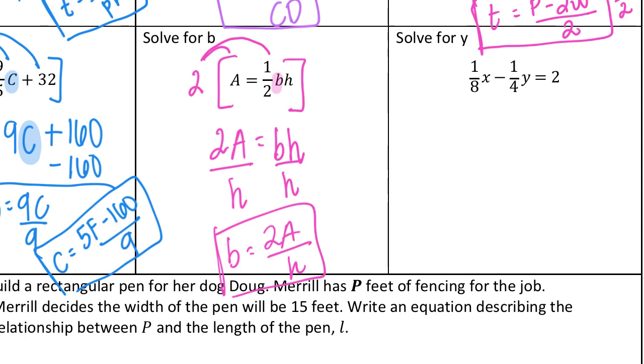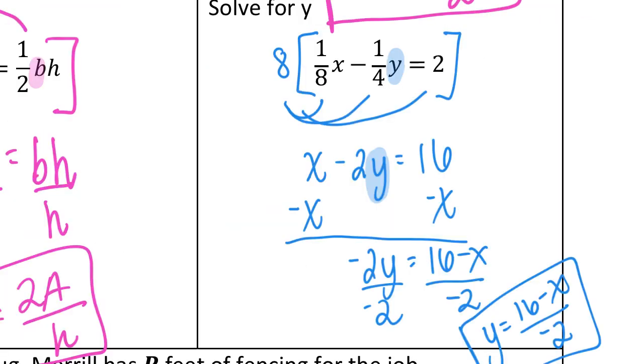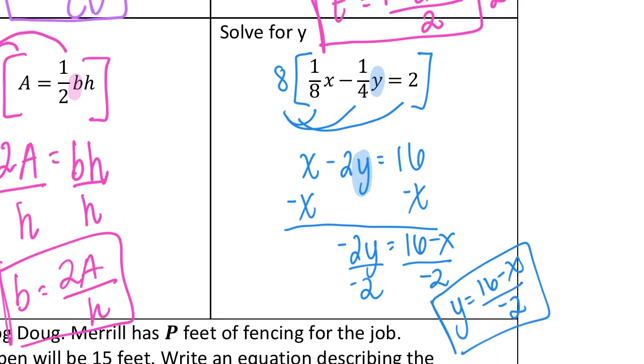Pause the screen and solve for y in your final equation. After you've tried that problem on your own, I want you to check yourself. You should have distributed the 8 to clear the fraction and gotten this step right here. We want to isolate y. You should have subtracted x, and then in your final step divided by -2.